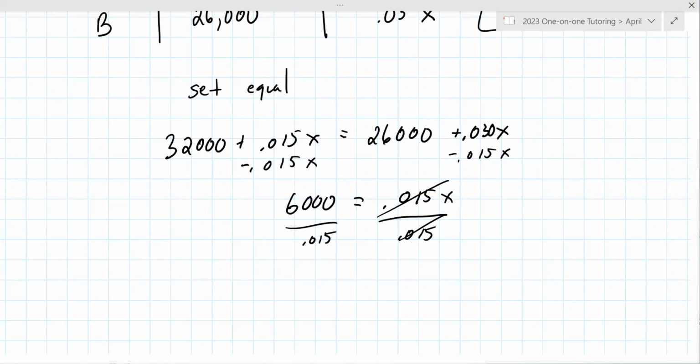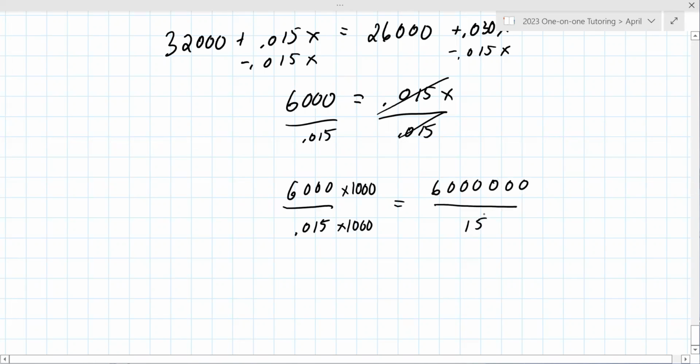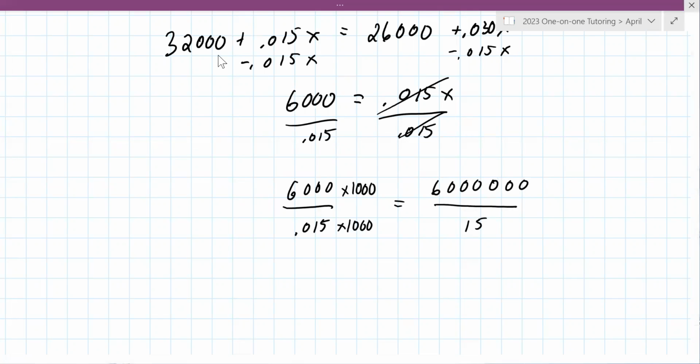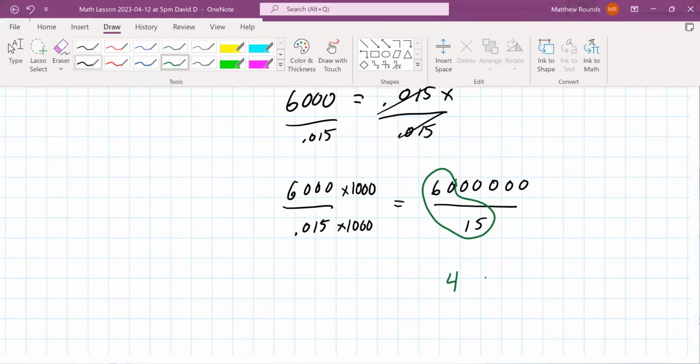Let me know if you want some assistance on this one, how to do that. Yeah. All right, so first thing is you want to get rid of that decimal on the bottom. So you multiply the top and bottom by 1,000. On the top, that just adds zeros. So it's 6 with 3 zeros followed by 3 more zeros. On the bottom, it's just 15. So your focus now is on something that's manageable, which is 60 divided by 15. Can you do that? Yeah. That's 4, followed by all those zeros you just wrote down.